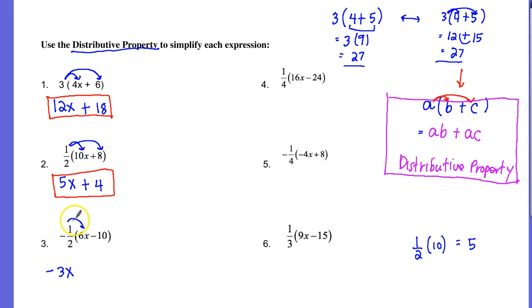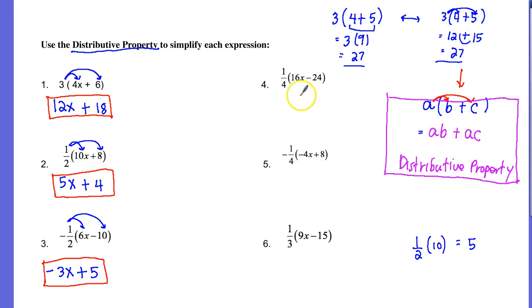Now the next one, again, we will work with the signs first. That's a negative times a negative, so that is positive. And then half of 10. What's half of 10? 5. So the answer for that is negative 3x plus 5.